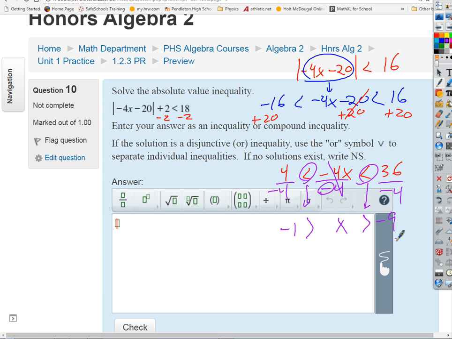So once again, I've got to reverse this whole thing. I've got to put the -9 on the left and the -1 on the right, because we have to go from lesser to greater. X is in the middle, and so that reverses the direction of the inequalities again. So that's our answer.